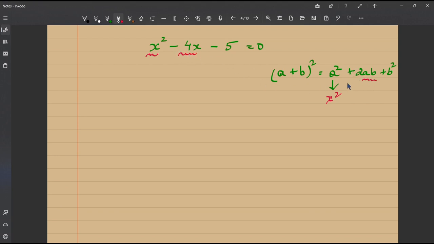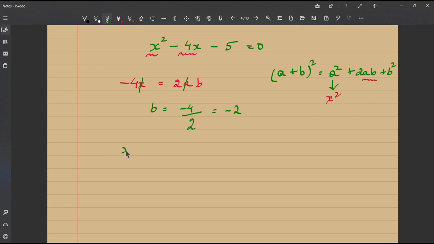From here, we can equate these two terms. Minus 4x is equal to 2ab. We know that x is a, right? So ultimately we get minus 4 is 2b, or we can say that b is equal to minus 4 divided by 2, which is equal to minus 2. So let's proceed with our equation. Let's add minus 2 the whole square to both sides of the equation.